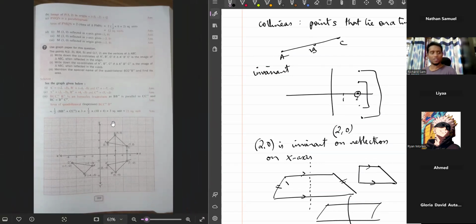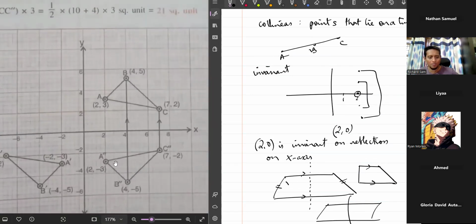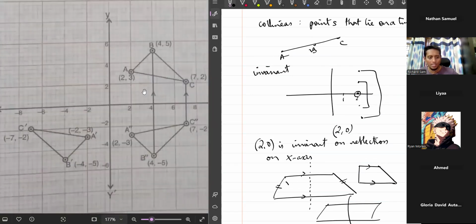Are we done with reflection? What is the distance between B to B double dash? A dash is one reflection of A. A double dash is another reflection of A. They will tell you in the question what A dash and A double dash are.